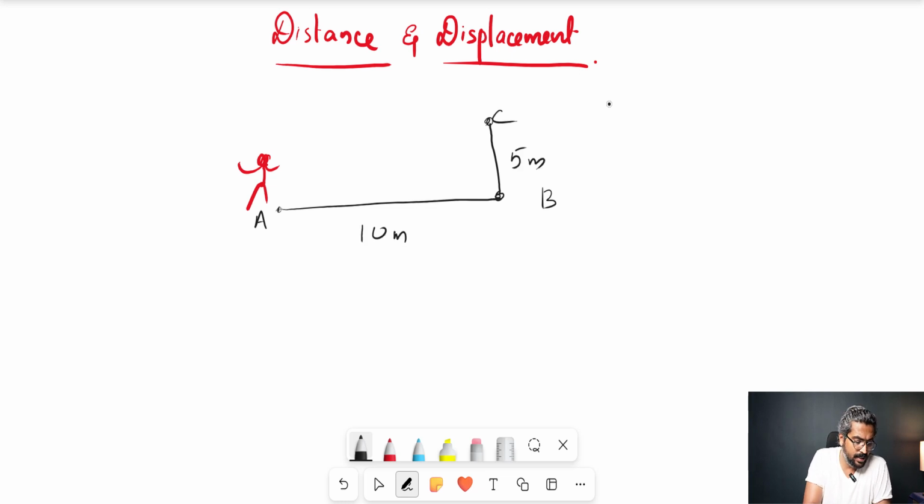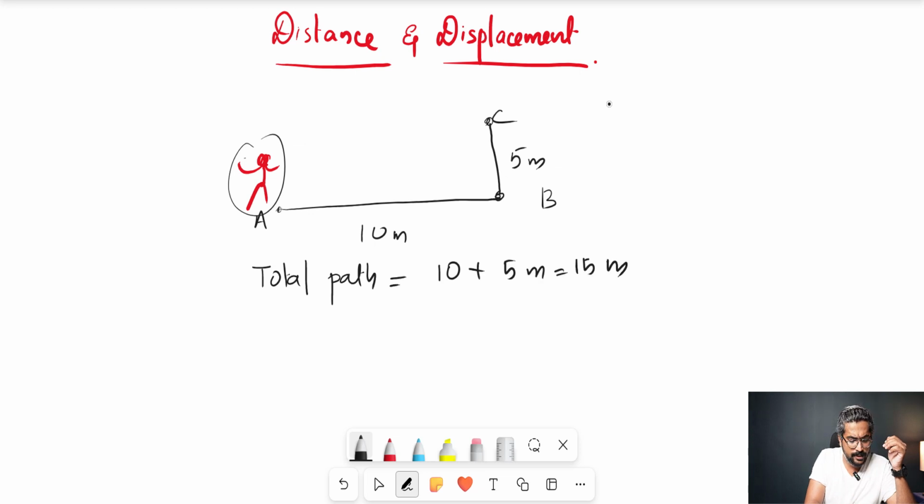Okay, let it be 10 meters and this be 5 meters. So this is a scenario. What is the total path covered by Shyam? How can you calculate the total path covered by Shyam? It's simple mathematics. That is, the total path is equal to the sum total of 10 plus 5 meters, that is 15 meters. So this is the total path covered.